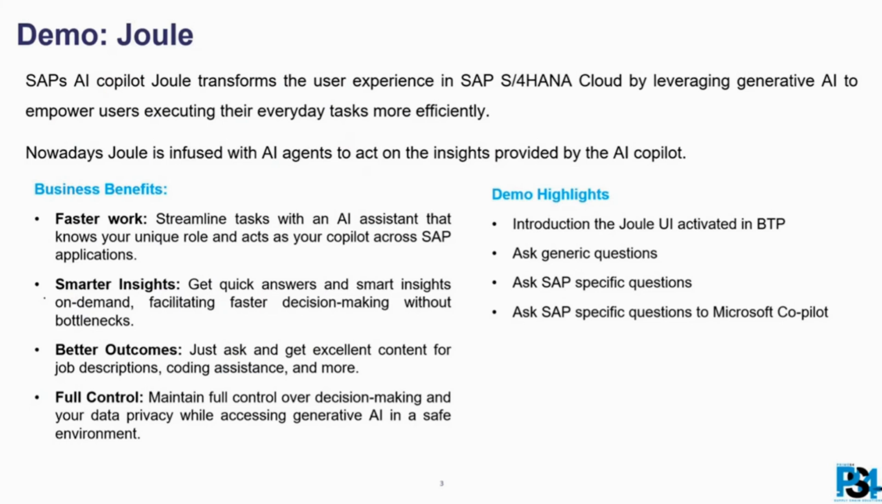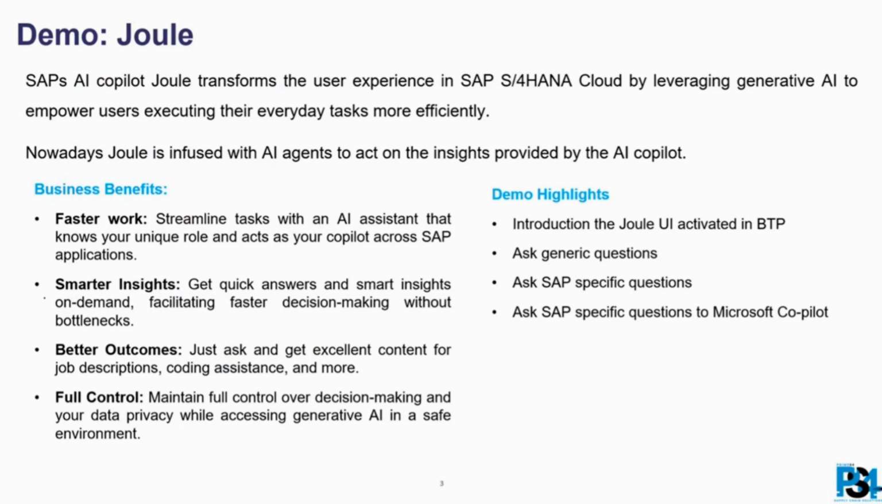First of all, Joule is SAP's AI Copilot or ChatGPT type UI available to transform the user experience by using generative AI and empower users to execute their daily tasks more efficiently. Nowadays Joule is infused with AI agents also. That part we are not showcasing in this demo. This is just showcasing the Copilot part of it. Some of the business benefits with Joule are faster work, smarter insights, better outcomes, and full control over the decision-making process.